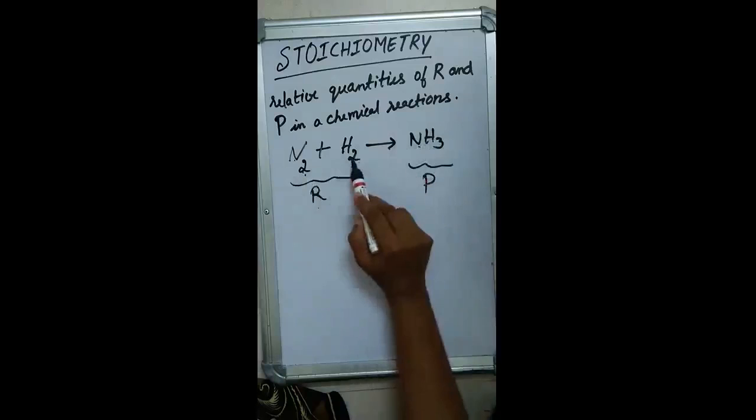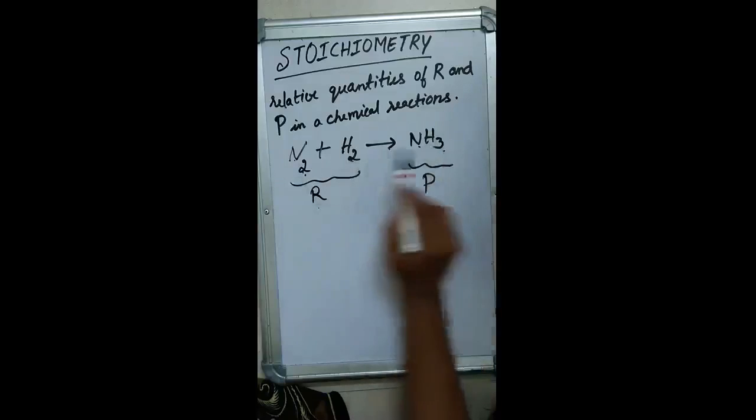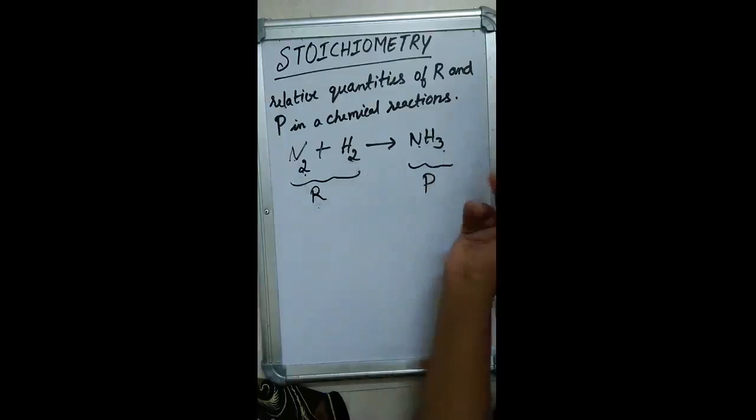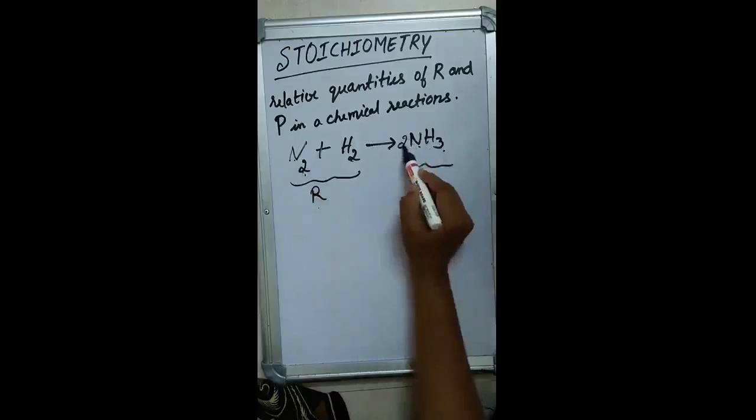Here hydrogen, 2 atoms are present. On the product side, hydrogen there are 3. So it is not balanced, and you have to balance the equation. First I will see the nitrogen. How many nitrogen atoms are present on the reactant side? 2. So based on that I will write 2 here. So at present nitrogen is balanced.